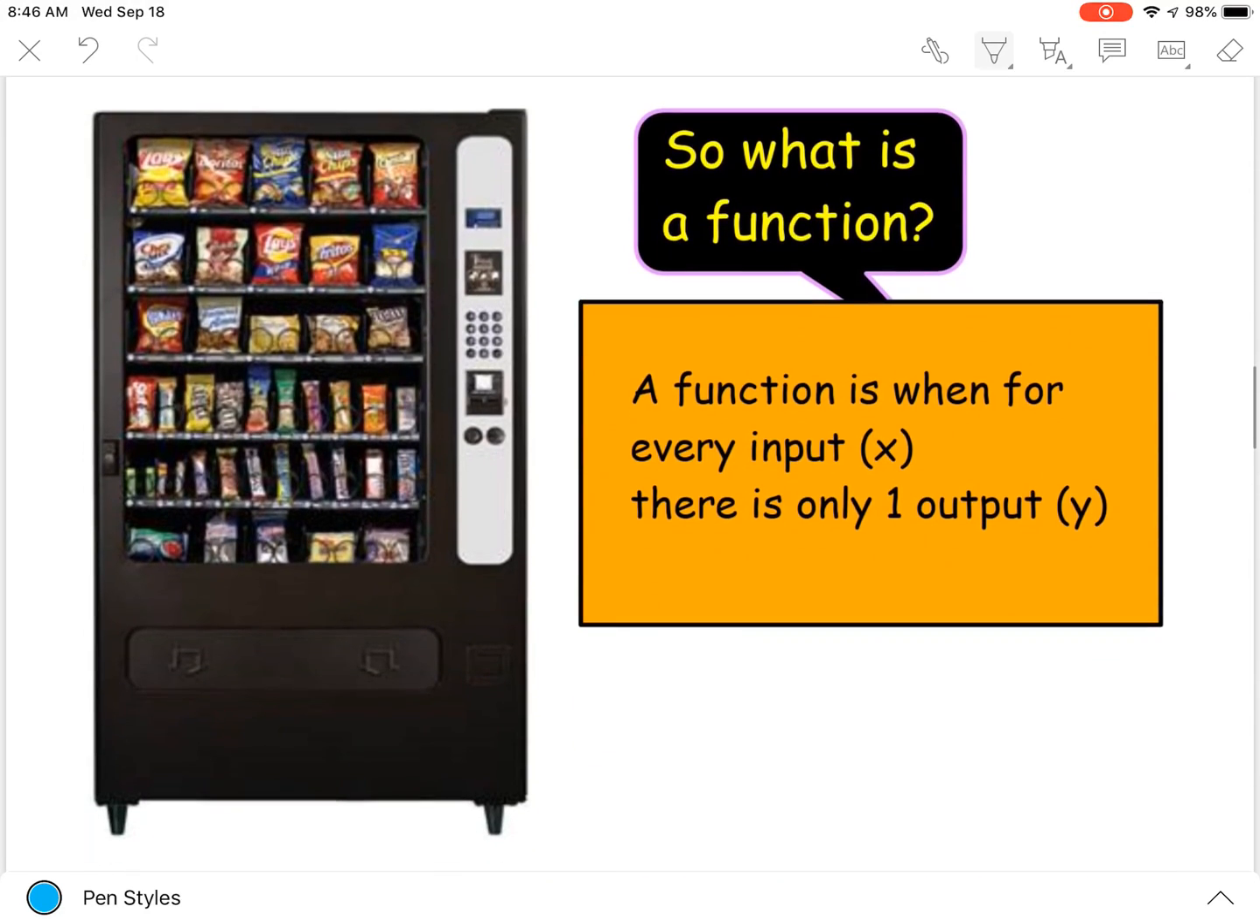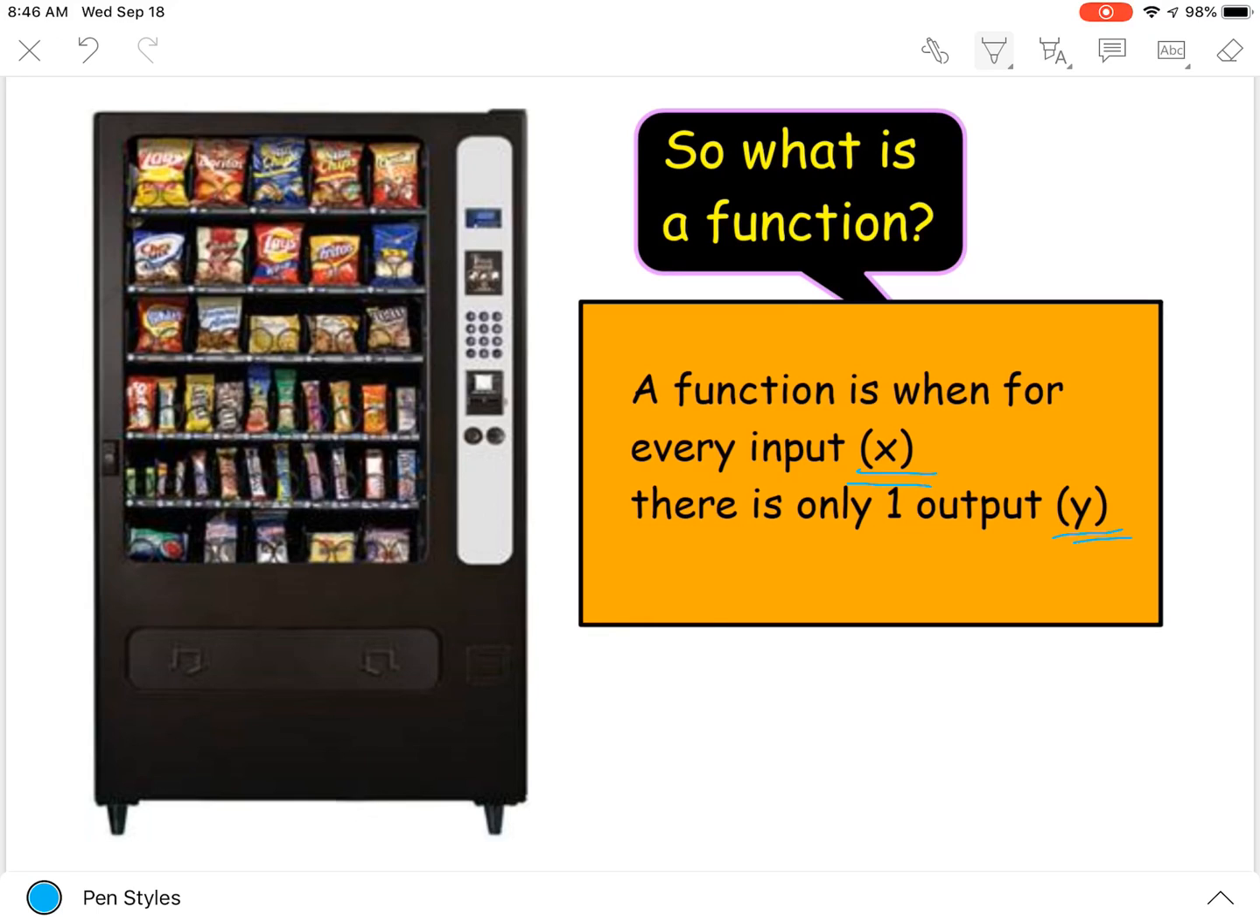So what is a function? We've looked at a graph, we've looked at a table. A function is when you have, for every input x, there's only one output y. So basically, it's an equation. It's a formula that for every time you put in an x value, you will have one and only one possible resulting y value. Okay?